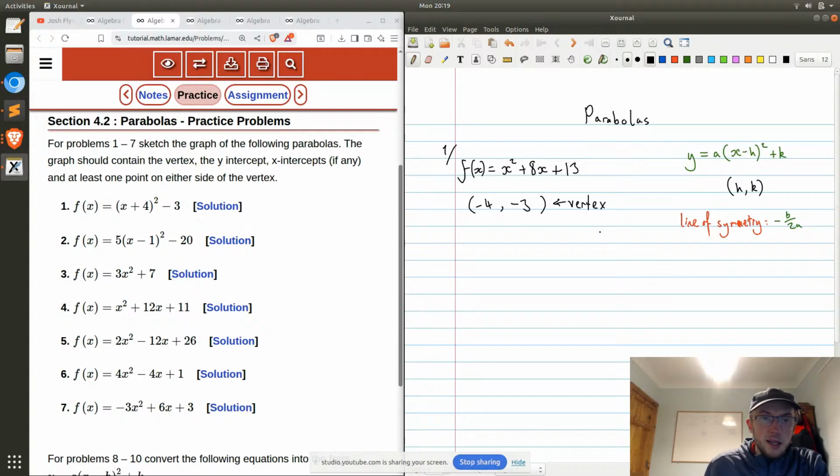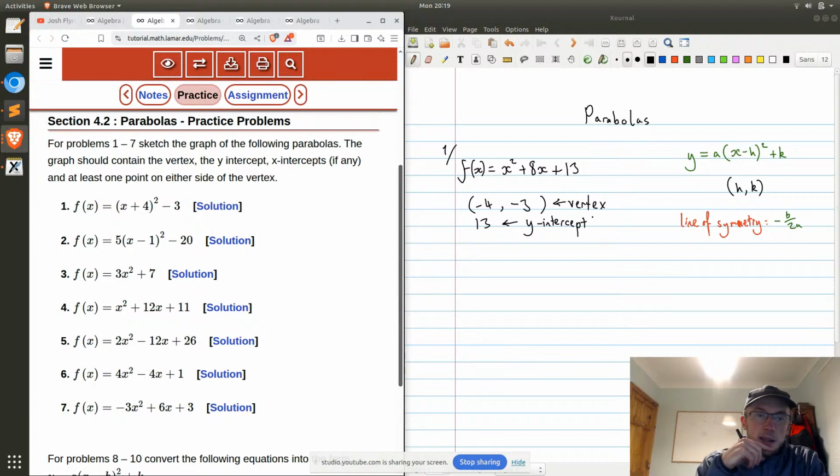As for the y-intercept, that we can just see on the end is 13. How would we obtain the y-intercept when it's in vertex form? Just square out this number on the end here and then subtract 3.